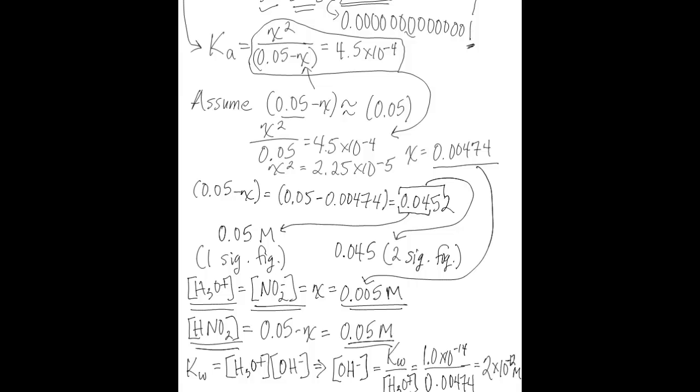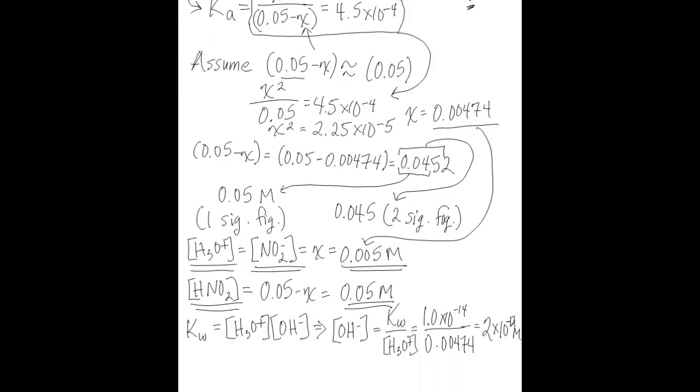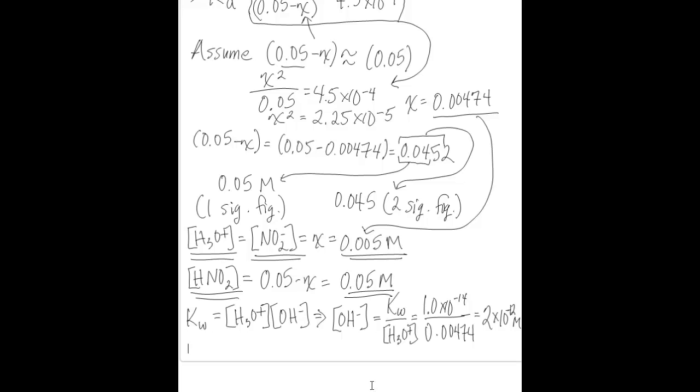The last thing you need to do is find the pH. And you already know a relationship that can help you do that. You know that pH is equal to the negative log of the hydronium ion concentration. So all you have to do is take the negative log of 0.00474, and again, not rounding too early to prevent rounding error. And when you do the math there, you get a pH of 2.3.